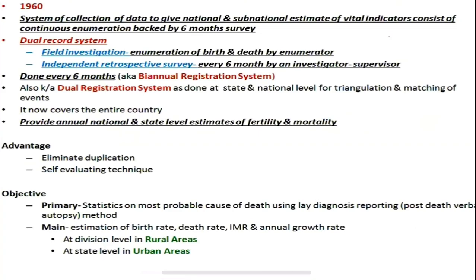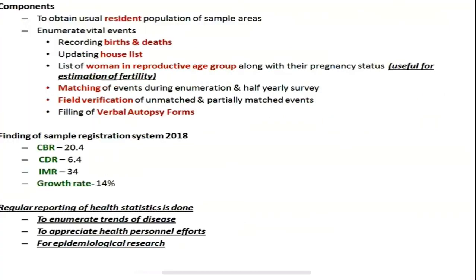So what are the advantages? We can eliminate the duplication, and self-assessment evaluation can also be done. Objectives: primary, to know the cause of the disease by inquiring from the people. And the main objective is to estimate birth rate, death rate, infant mortality rates, growth rate, etc. District level is done in rural areas, state level in urban areas.